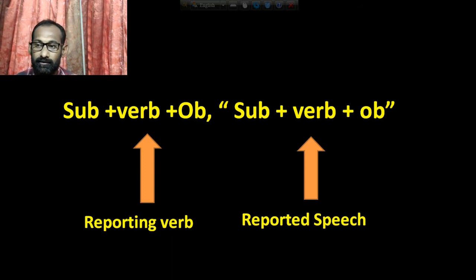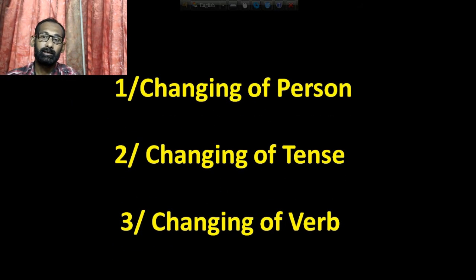Now actually if you want to solve narration, you should know three things very clearly. Number one, changing of person. Number two, changing of tense. And number three, changing of verb. We will solve them one by one today. Okay, let us start.